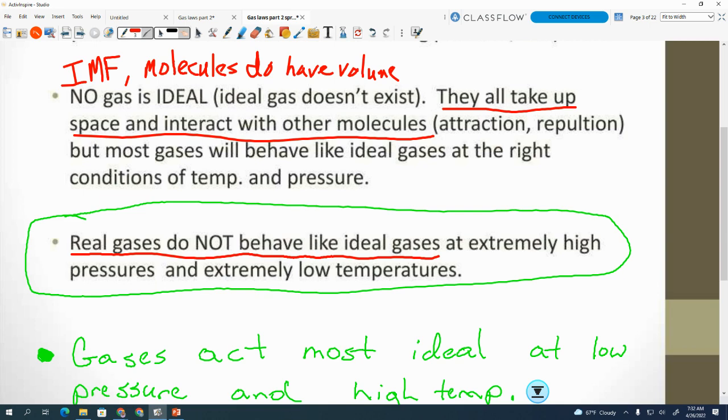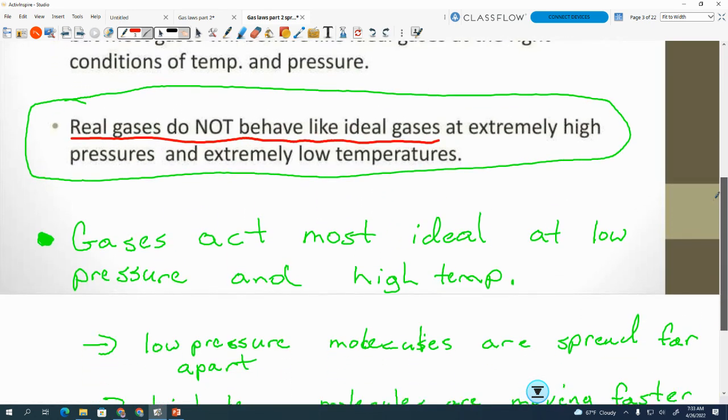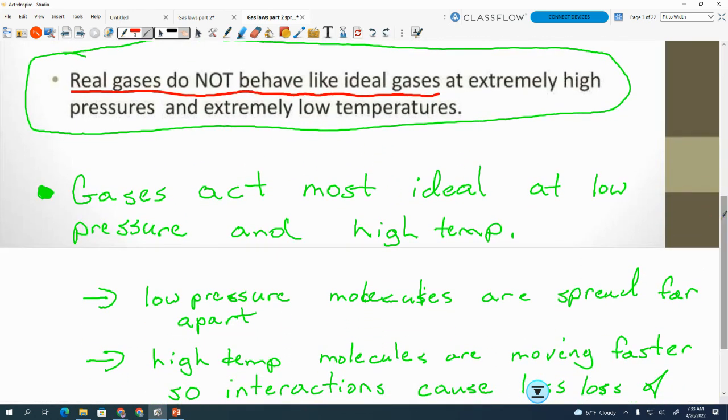At high pressure and low temperatures, the molecules aren't moving as much. So they're not acting as much like a gas. They're acting more like a solid or a liquid. All right. So this statement, I actually like to say it another way. I like to put it more in the positive light than the negative light. So the way I say this is gases act most ideal at low pressure and high temperature.